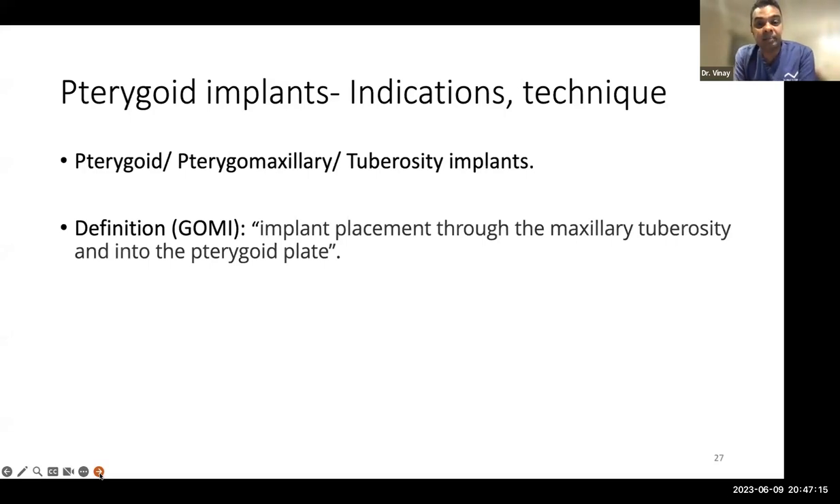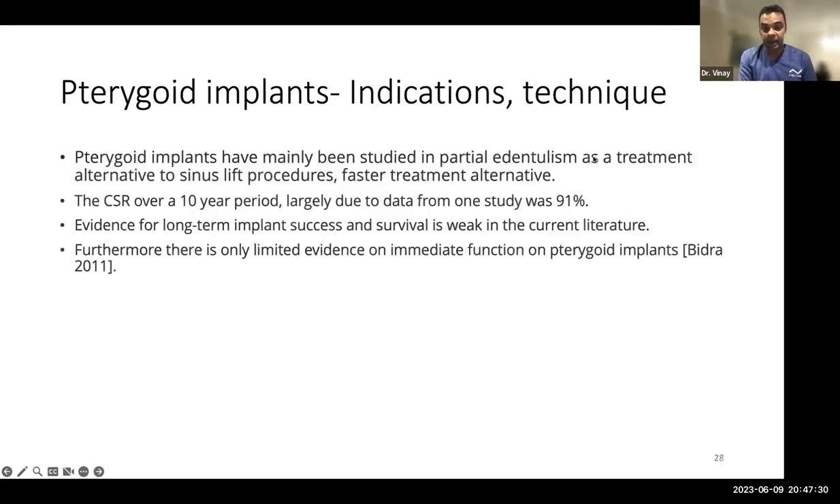So pterygoid implants can be called pterygomaxillary or tuberosity implants. The definition in the glossary of maxillofacial implantology is implant placement through the maxillary tuberosity and into the pterygoid plate. They have been mainly studied in partial edentulism as a treatment alternative to sinus lift procedure and as a faster treatment alternative. The cumulative survival rate over a 10-year period is largely due to the data from one study, and that was 91%. But that was only one study that we have. The whole literature has got one study of a 10-year procedure. So evidence for long-term implant success and survival is weak in the current literature.